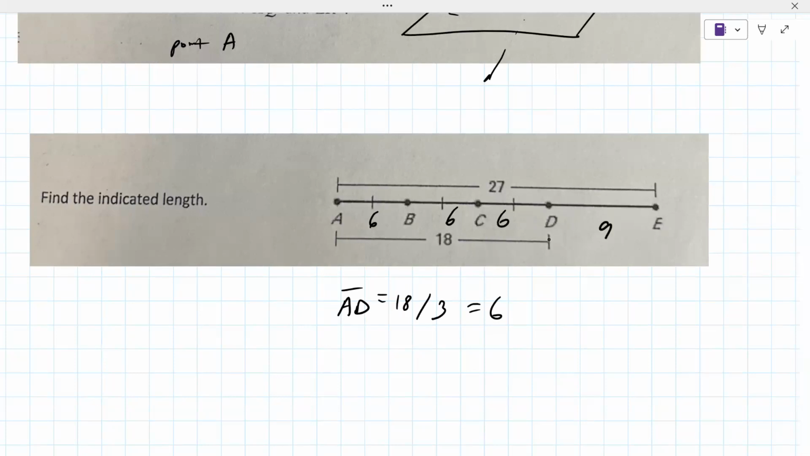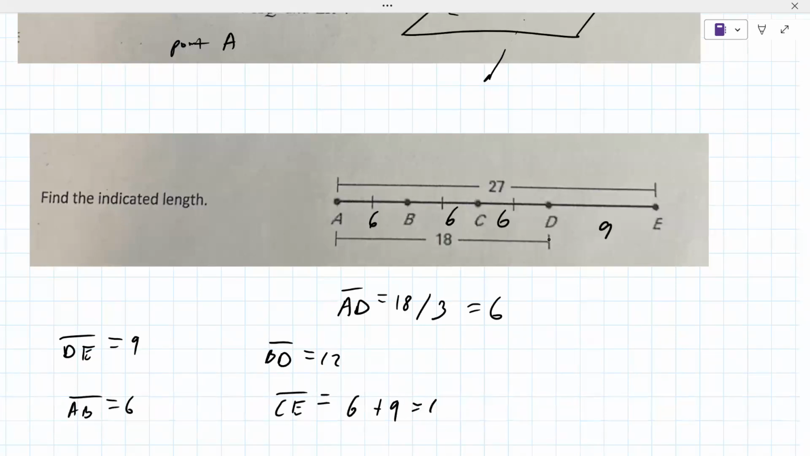And that should be enough to help you to find the rest of these. So DE is 9, AB is 6, BD is 12, and CE, where's E? 15. Good. All right, we're all done. Okay, good job.